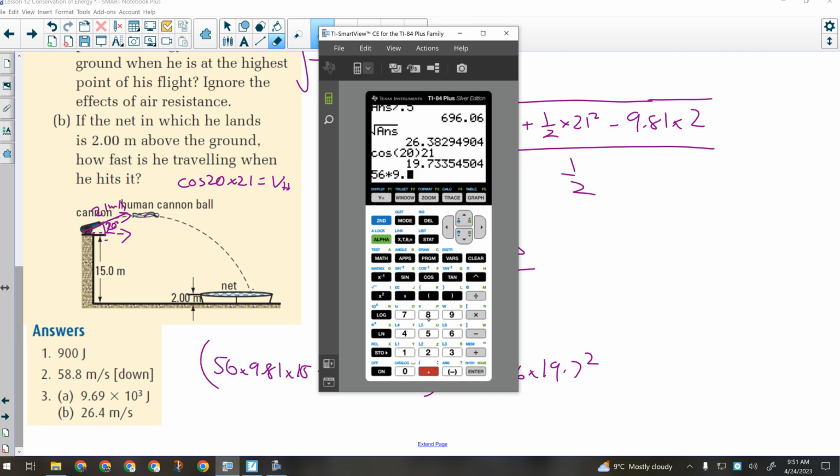56 times. Why did I put the mass back in? Anybody know? If I'm calculating energy, do I need mass? That's why I put the mass back in. I'm calculating an energy, not a height or a speed. So 0.5 times 56 times. Okay, so that's the potential energy at the highest point.